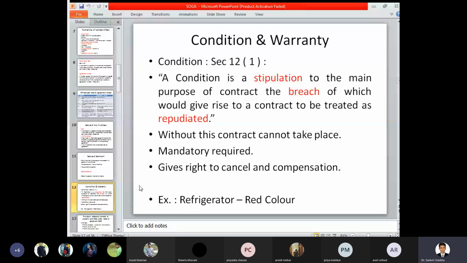So what was the suggestion? My stipulation to the main purpose of the contract. The stipulation is, if I want to make my flat look good, very decent, very nice, in a very decorative way, according to the expert that was appointed. Now who is that particular expert?